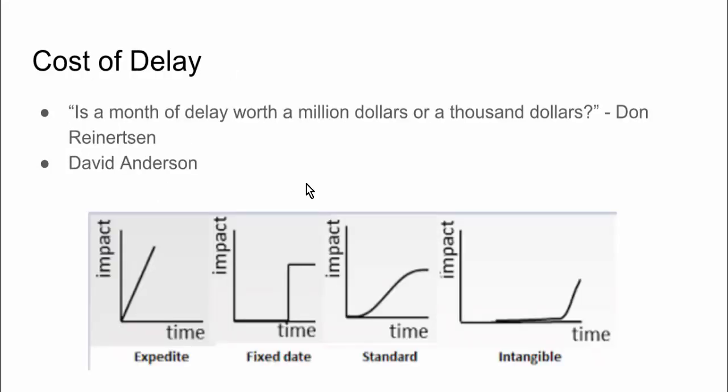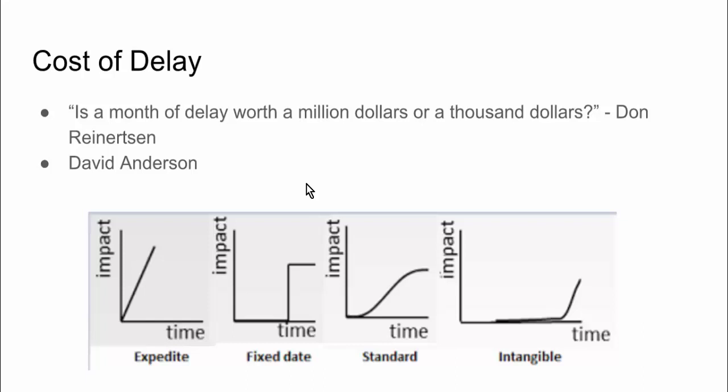The way that I recommend is to use cost of delay. So cost of delay was introduced into the Agile community by Don Reinertsen and David Anderson. And here's the fundamental question. If you were to delay a user story by a month, will that cost you $1 million or $1,000? And David Anderson created sort of 4 qualitative shapes to describe the cost of delay. So every user story can be categorized into one of these 4 types.